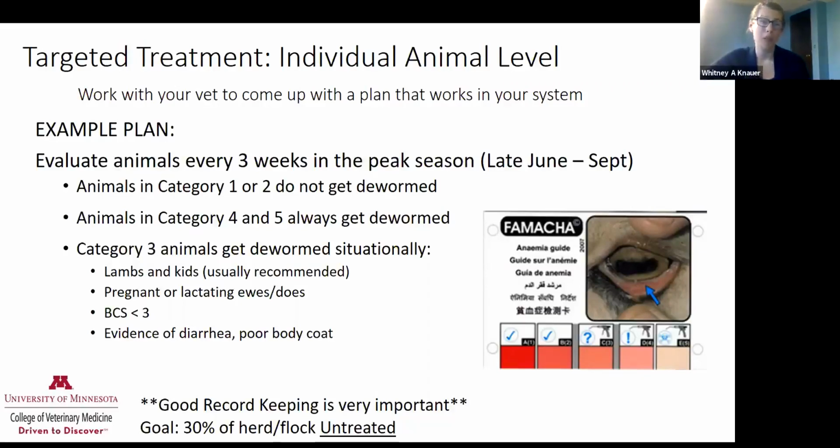Along with this, good record keeping is really important, especially when we start to think about animals that we might need to cull. We want to know which animals aren't responding to our treatments. And then again, our goal is to keep about 30% of the herd or flock untreated at a minimum.